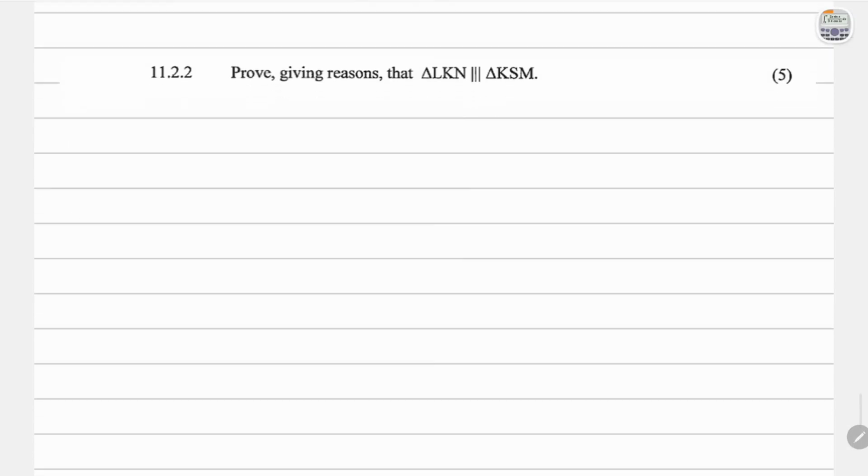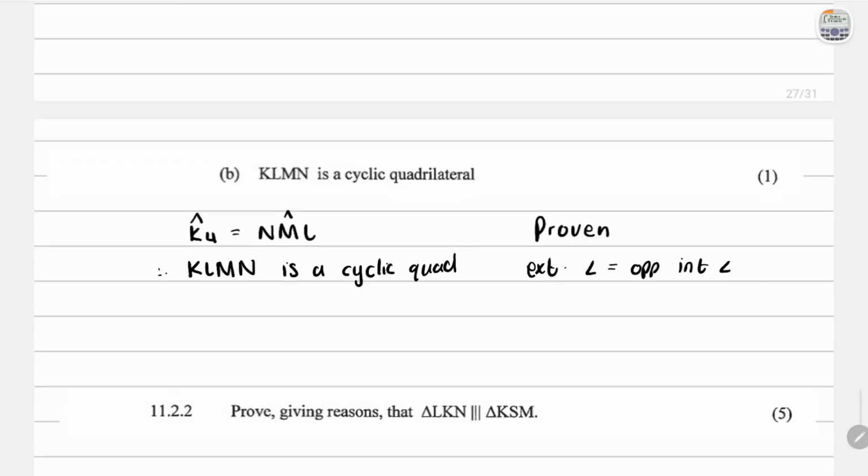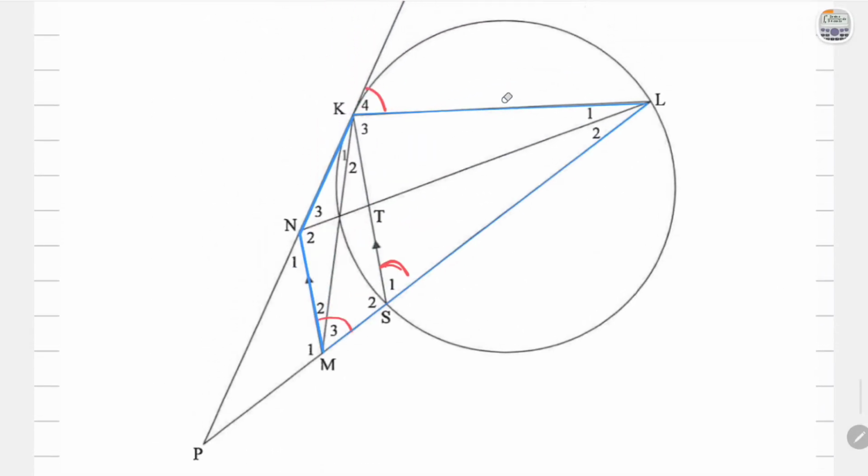Moving on to the next question. Question 11.2.2 asks us to prove, given reasons, that triangle LKN is similar to triangle KSM. So let's go ahead and highlight those triangles in our diagram.